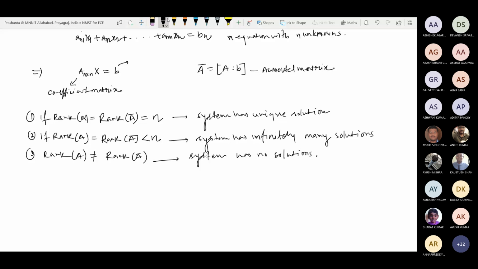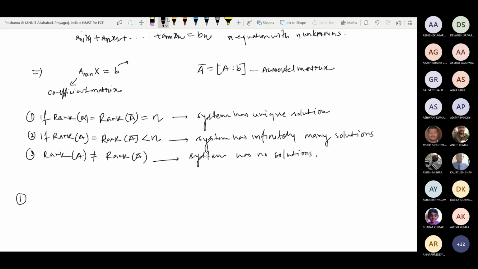So what we are considering in this unit is that rank of A equals rank of A bar equals n. That means the system has a unique solution. So the given system of linear equations has a unique solution. That is the assumption in this unit, and our aim is to find that unique solution. So in this unit, we are going to learn some techniques to solve systems of linear equations. Let me tell you their names.